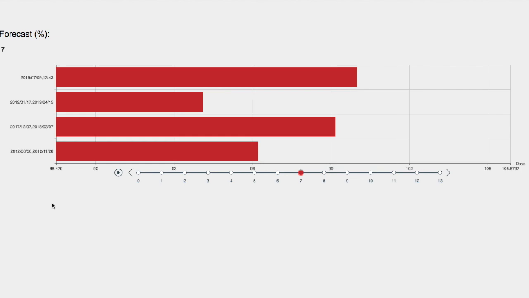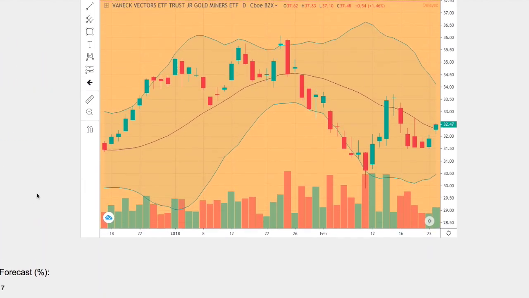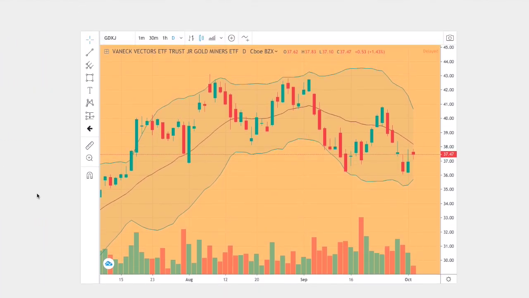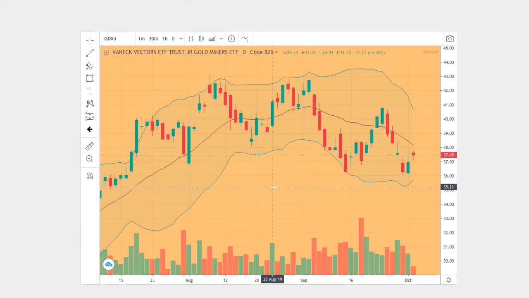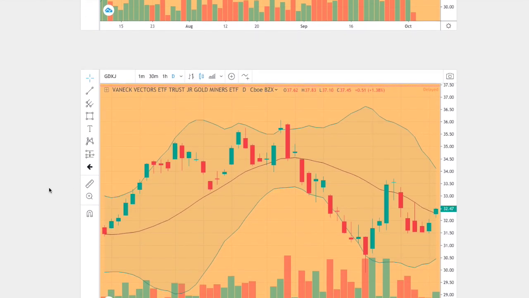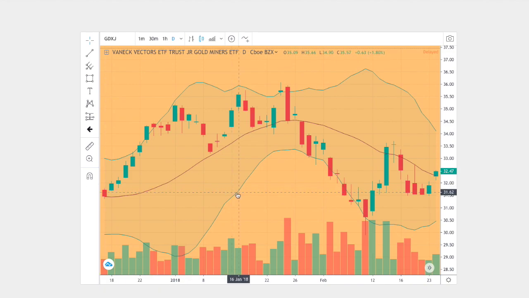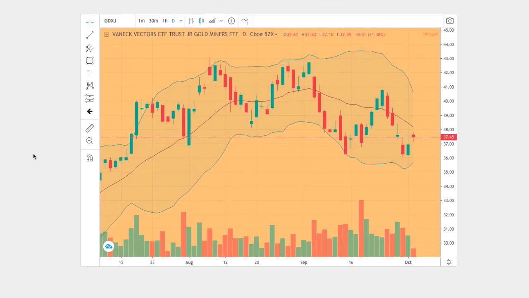So which one of these forecast models should we focus on? Ideally the model that is the best match to the current trend. We have the current trend right here, and below it is the trend that I believe is the best match, and this trend dates back to December 7th, 2017 to March 7th, 2018. So let me point out why these two charts are similar.